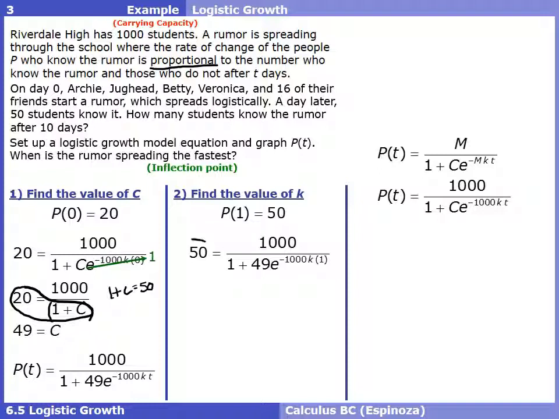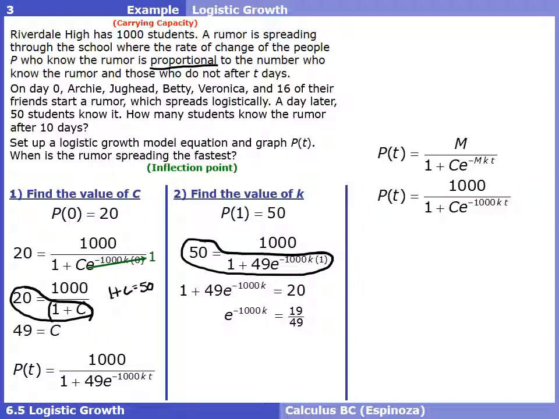equation for k. And just like that last example you saw, we can take these two and switch them. We can switch them because we can take the denominator and multiply it to the other side, and at the same time divide the 50 to the other side with the 1,000. And that, of course, would give us 20. A couple steps in one that I'm going to have to do here. We can subtract 1, which would be 19, and then divide by 49. And now we're ready to find k.